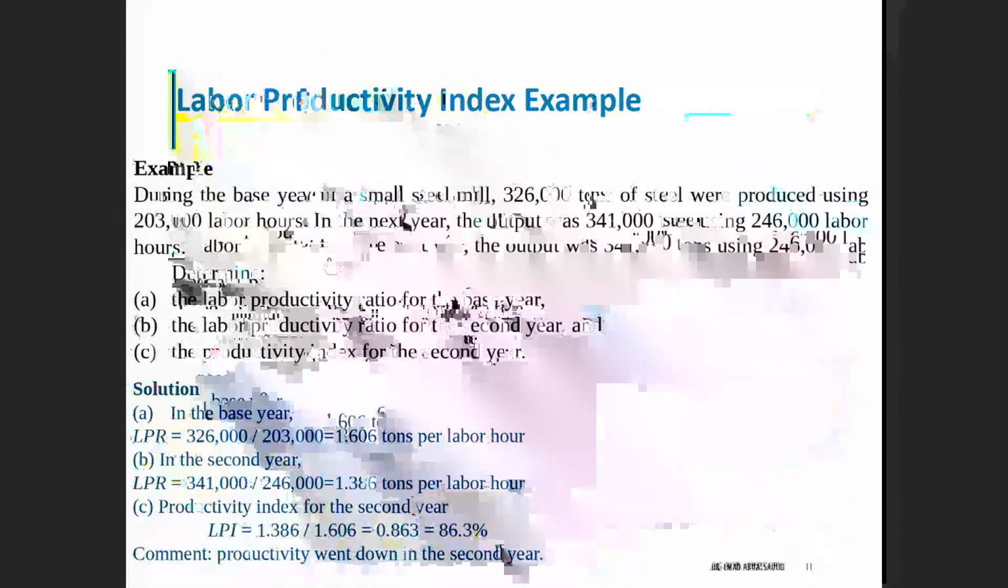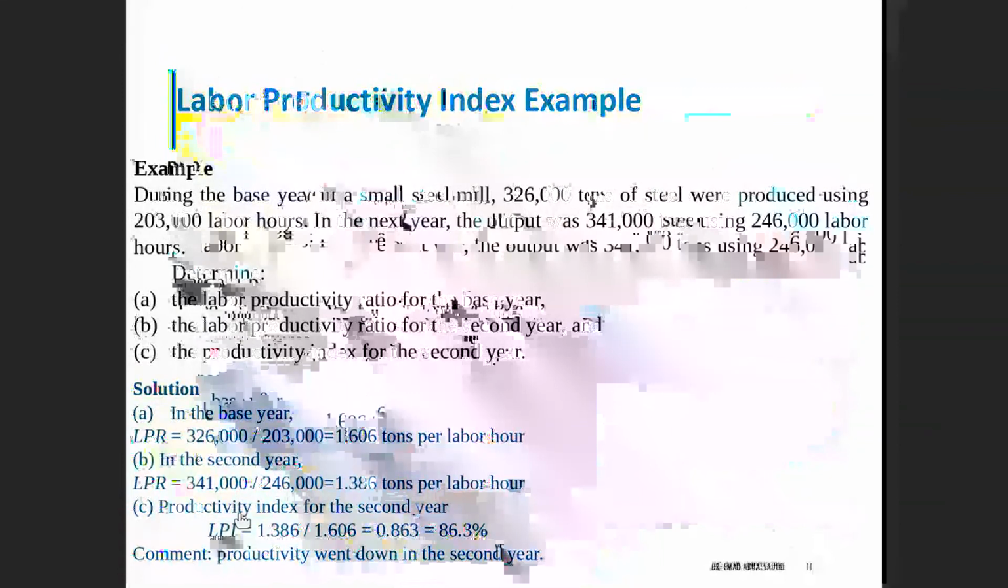Okay, so let's move on. We have the LPR for the base and the LPR for T. Now we want to find the LPI, the labor productivity index.